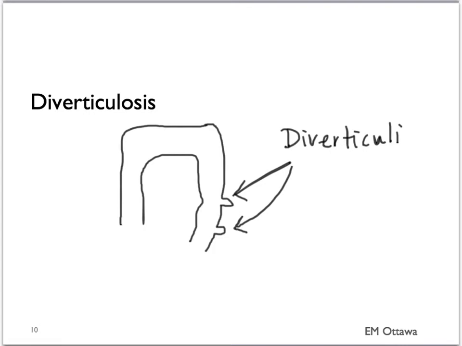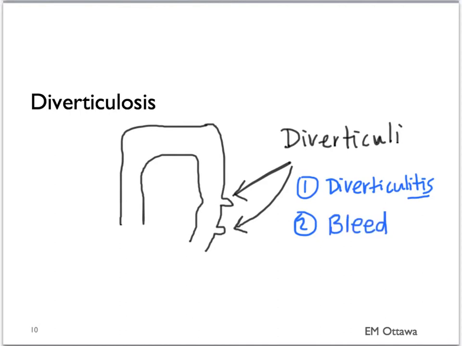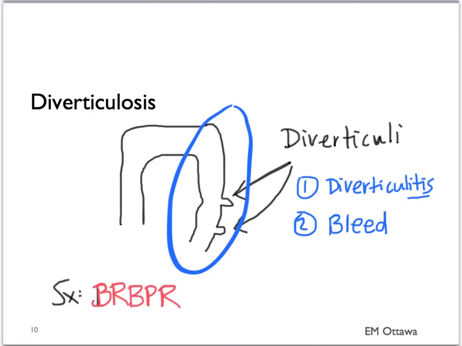Diverticuli are outpouchings of the colon mucosa and the submucosa through weaknesses of the muscle layer in the colon wall. They can do one of two things. They can get inflamed, causing diverticulitis, or they can bleed, leading to lower GI bleeds. Diverticuli are mostly found in the sigmoid colon, and therefore tend to present as lower GI bleed with bright red blood per rectum that's not mixed with any bowel movement. The patient tends to have no pain.